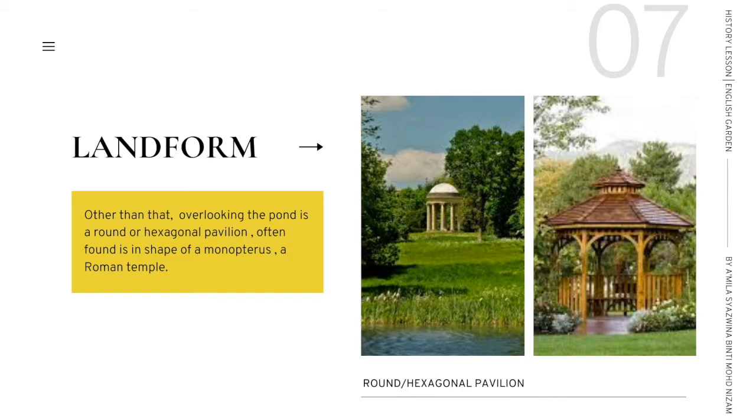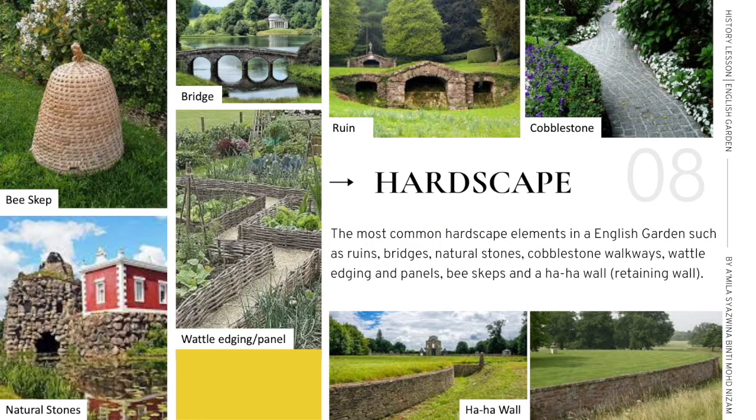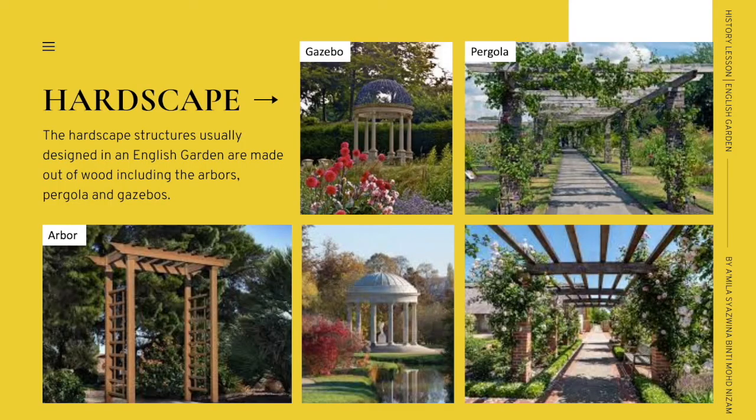The second characteristic is hardscape. The most common hardscape elements found in the English garden are natural stones, bridges, ruins, cobblestone, wattle fencing or panels made of wood, and also the ha-ha wall, a retaining wall that divides the land by function. The hardscape structures usually used in the English garden are made of wood, which includes the arbor, the pergola, and also the gazebos. And this is for the second characteristic.